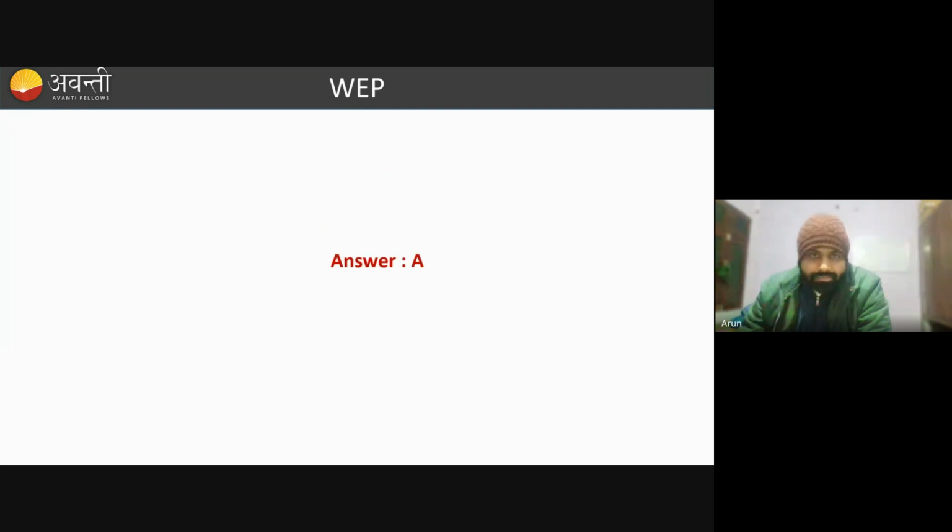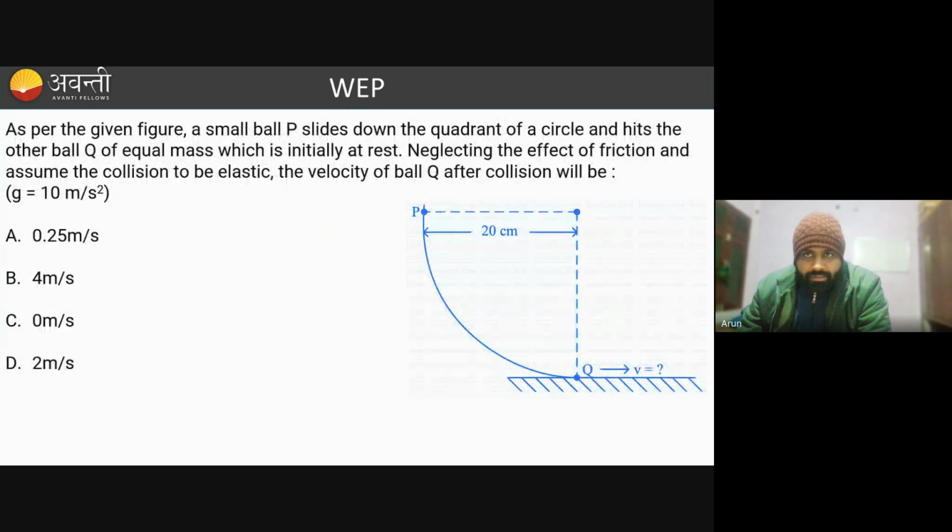I hope you got it. Now, this question we will focus on. Very good question. As per the given figure, a small ball P slides down the quadrant of a circle and hits the other ball Q of equal mass, which is initially at rest. Neglecting the effect of friction and assuming the collision to be elastic, the velocity of the ball Q after collision will be?